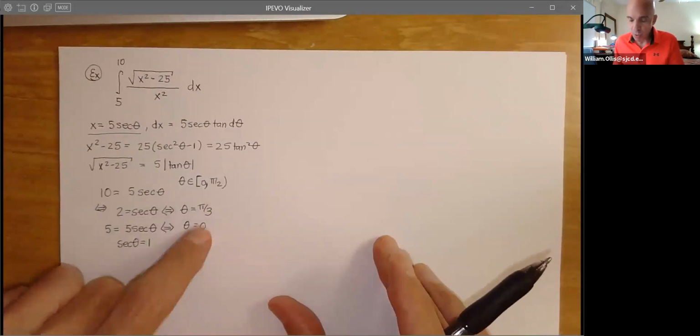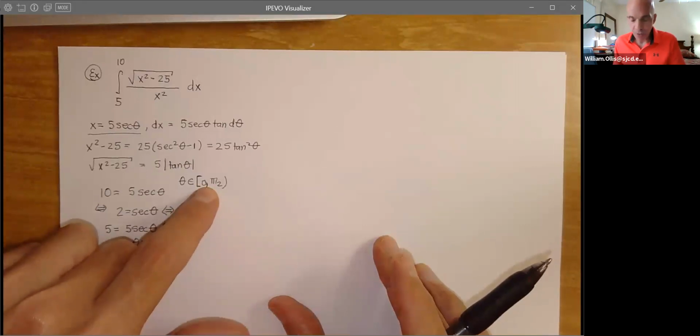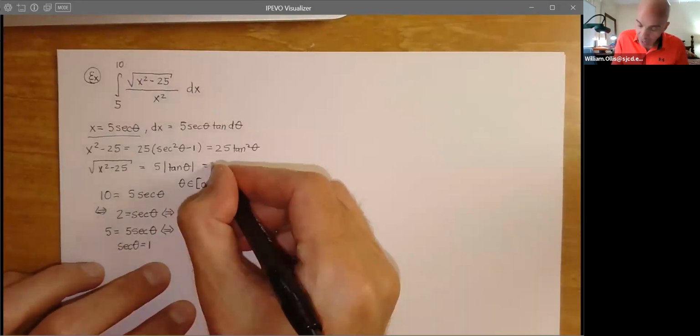So now we see 0 to pi over 3 will mesh with this. So this will give us 5 tangent theta.